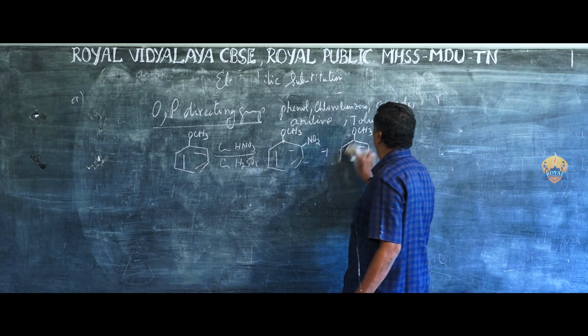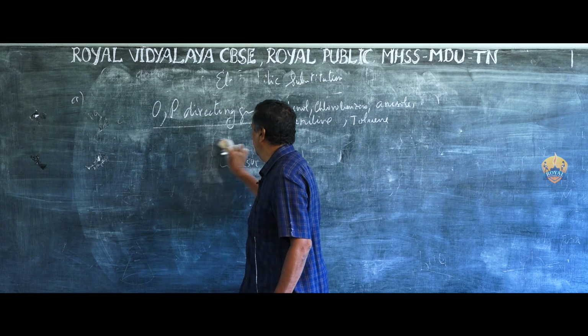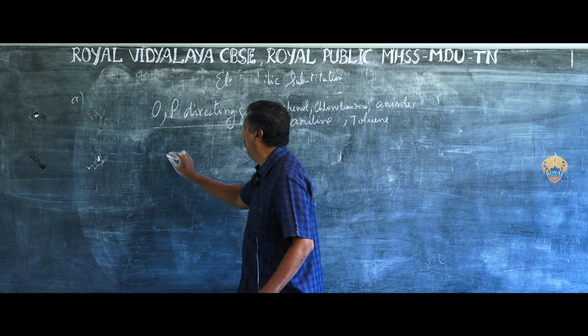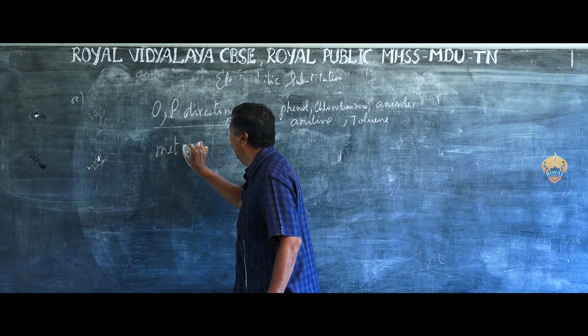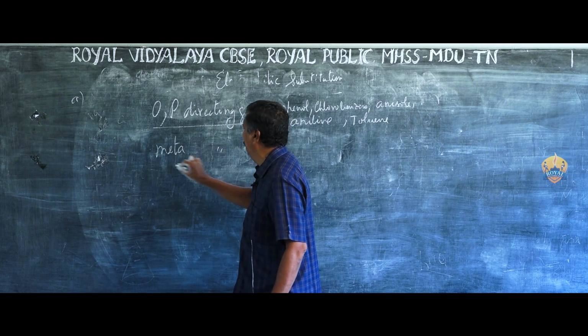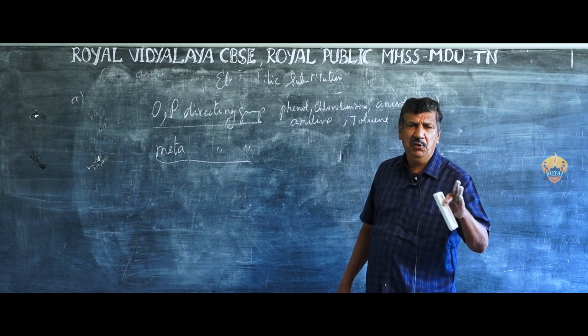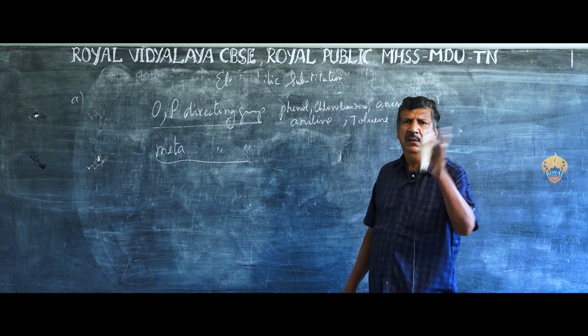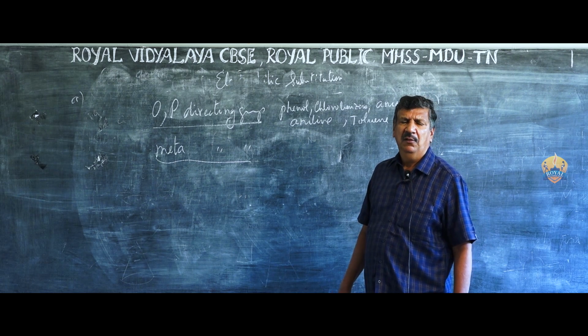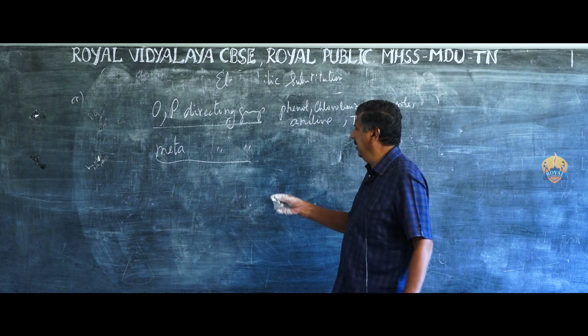Then what will you expect from me again? Sir, which groups belong to the meta directing group? You see, meta is the individual one, ortho-para are on the same side. Which are the meta directing groups? That's all I'll tell you.